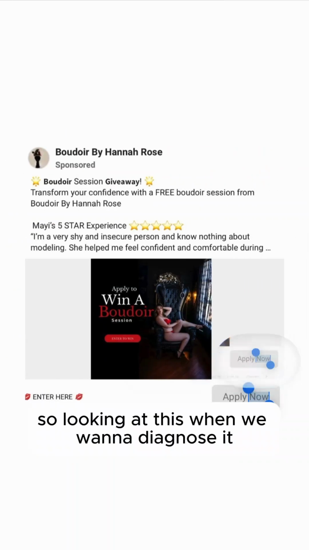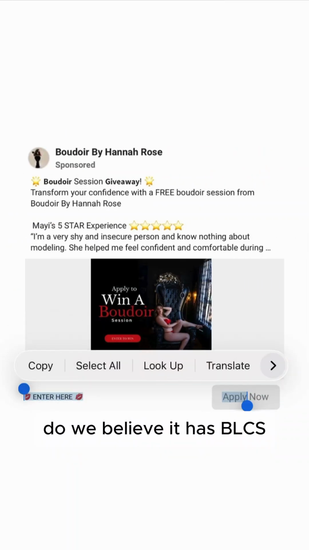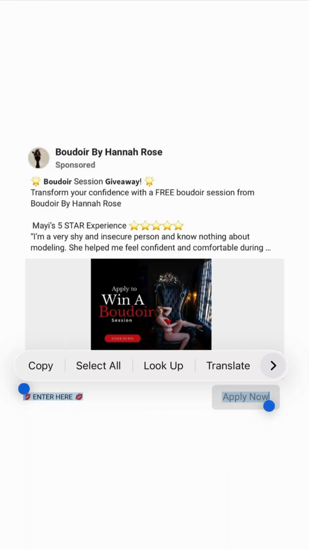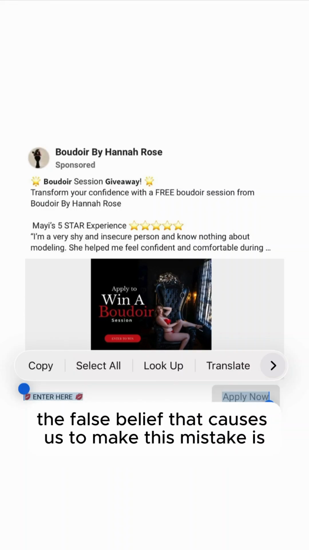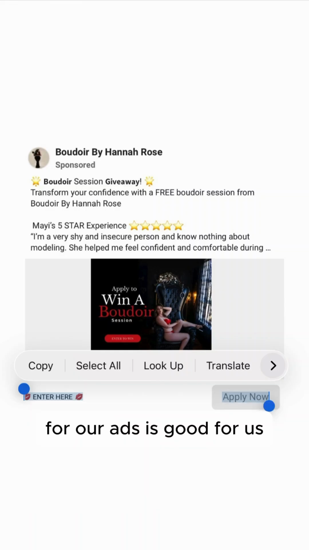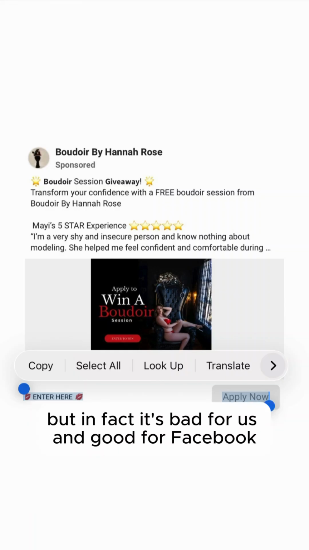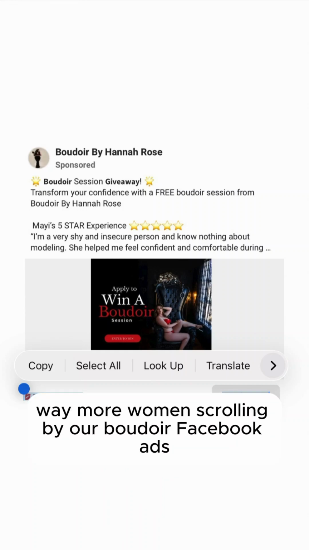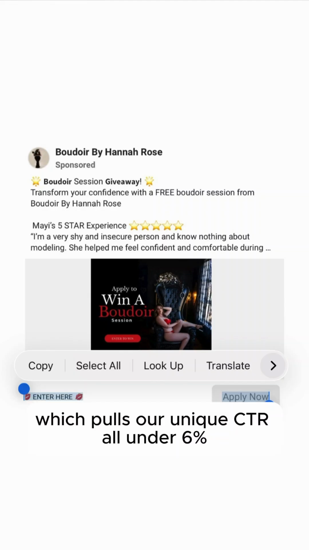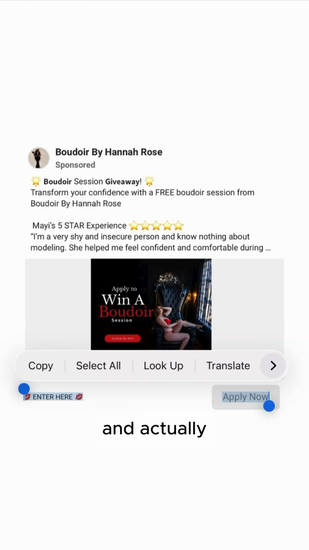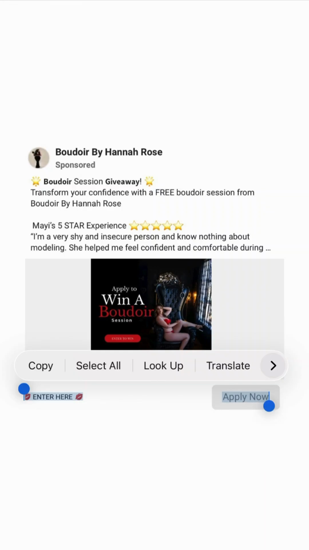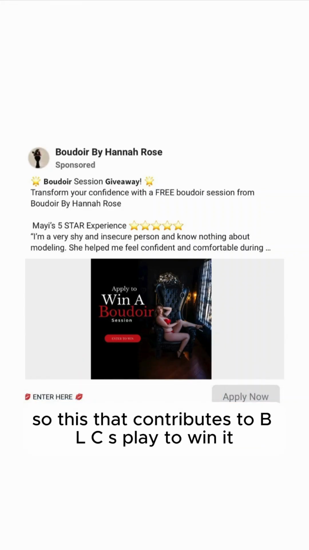So, looking at this one, we want to diagnose it. Do we believe it has BLCS, yes or no? All right, so we get the below creative cluster mistake here. The false belief that caused us to make this mistake is we believe trusting Facebook is good, and what Facebook tells us to fill out for our ads is good for us, but in fact it's bad for us and good for Facebook. So the consequence of this, we're going to have way more women scrolling by our Boudoir Facebook ads, which pulls our unique CTR under 6% and actually allows Facebook to serve more ads per unit time, making Facebook more money per unit time. So that contributes to BLCS.